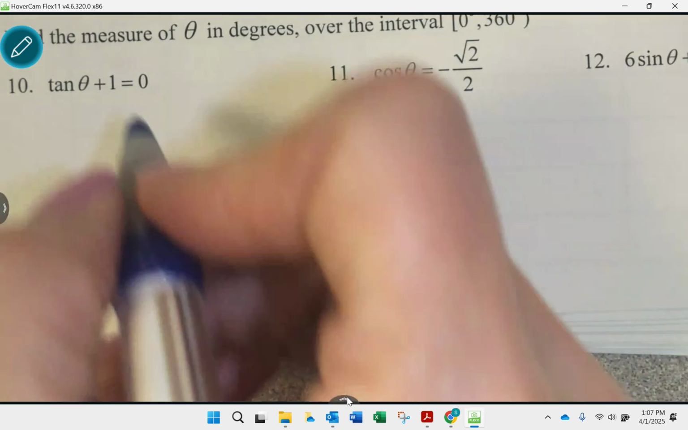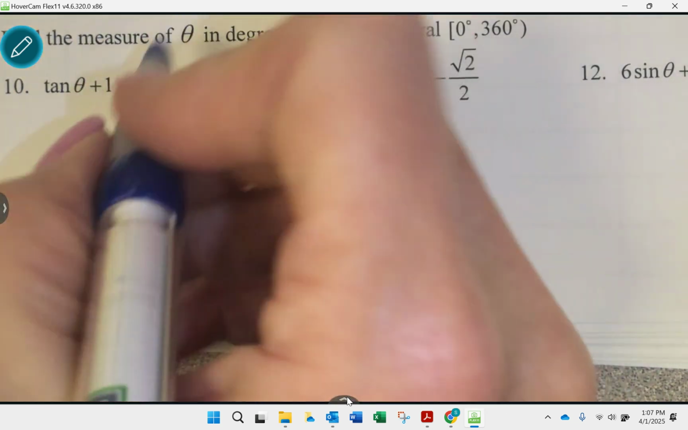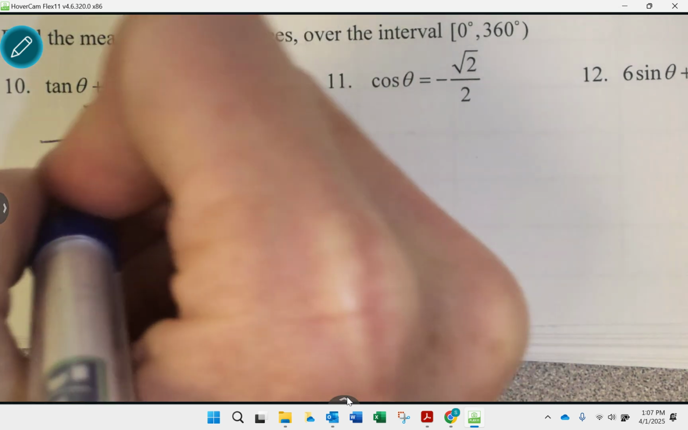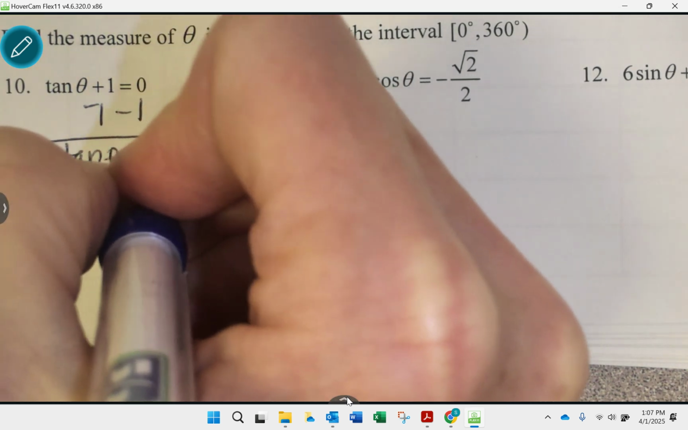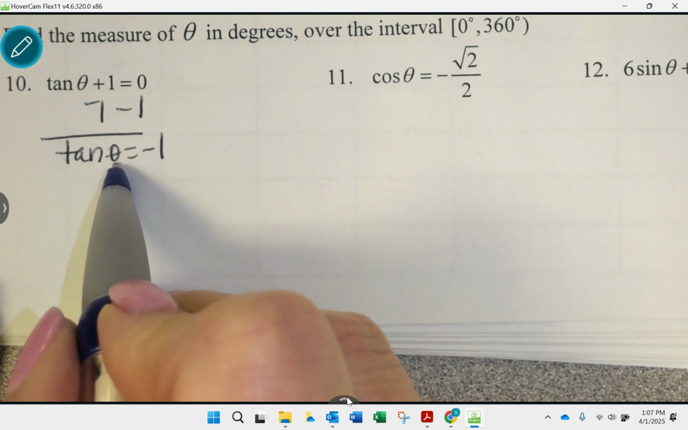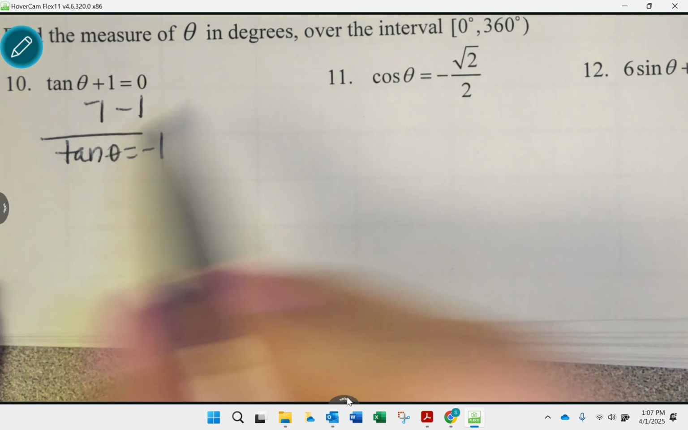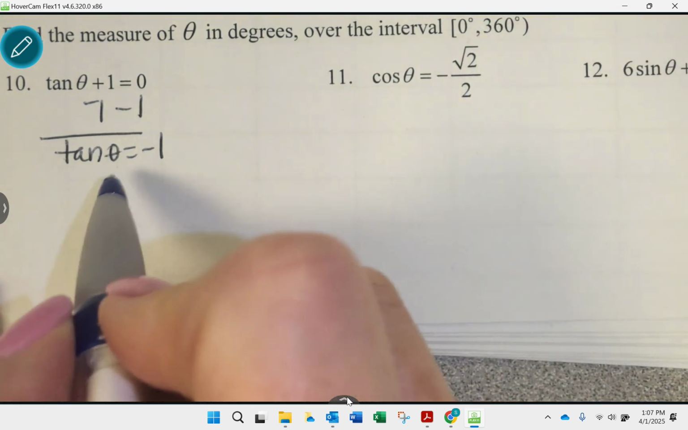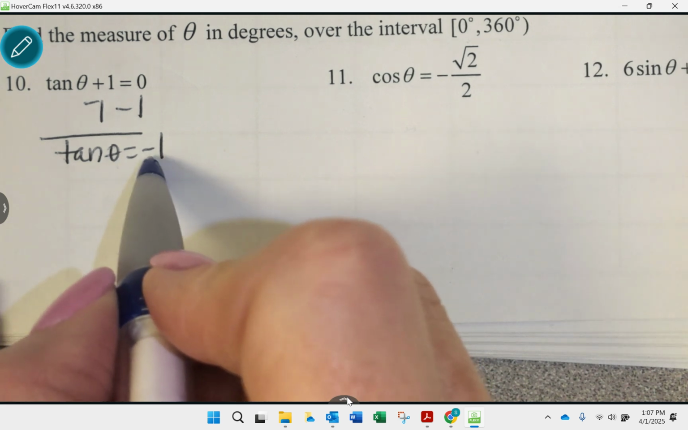Okay, let's go down here. To solve this, I have to subtract 1 from both sides. I get tan theta equals -1. I am told what the answer is. I'm trying to figure out what the angle is here, guys, between 0 and 360. What is the angle that's going to make this work?